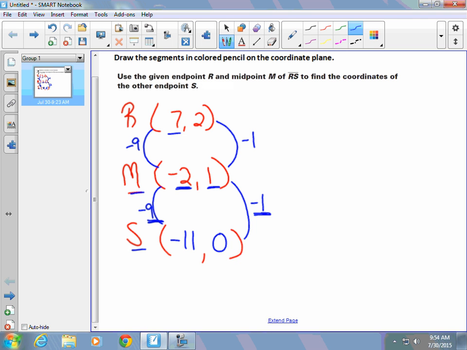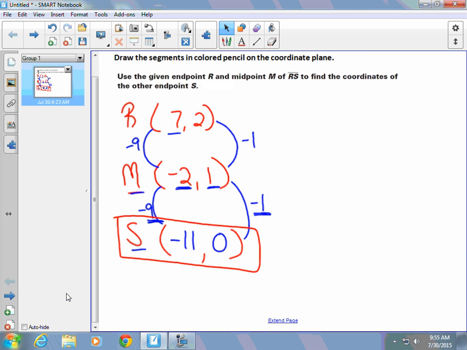Therefore, our missing endpoint, S, is going to be (-11, 0). That's how you would find the missing endpoint mathematically without being able to graph it.